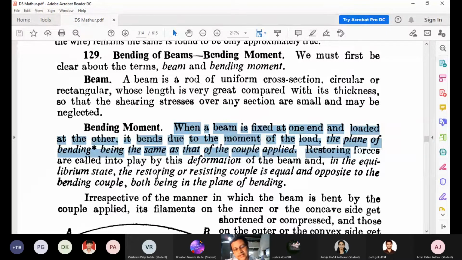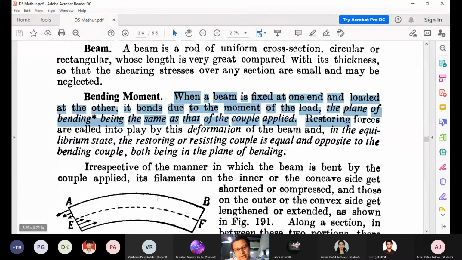So remember that when you say the restoring or the resisting couple, that's the force acting on the length arm, that becomes equal and opposite to the bending couple, and they are in the plane of bending. So remember, this is the bending moment I am defining here. Moment is a word which comes because of those restoring forces, because of which the body gets deformed, and there is the bending.